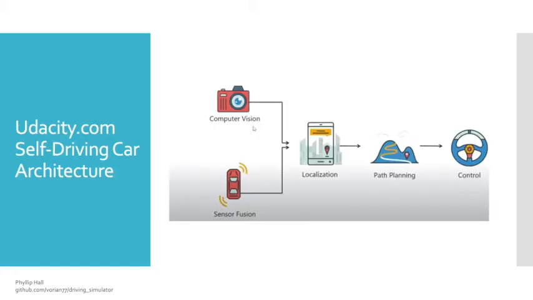I used Udacity's self-driving car architecture as the guide for my project. Udacity has 5 major systems in their architecture. Computer vision allows the vehicle to perceive the physical objects in its vicinity through the use of sensor devices such as cameras, radars, and lidars.